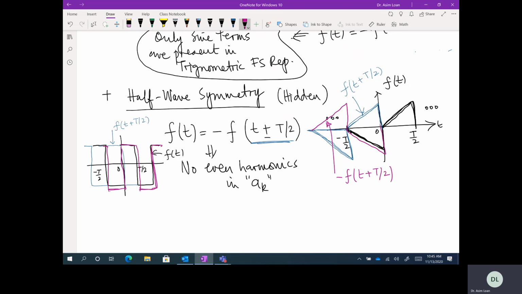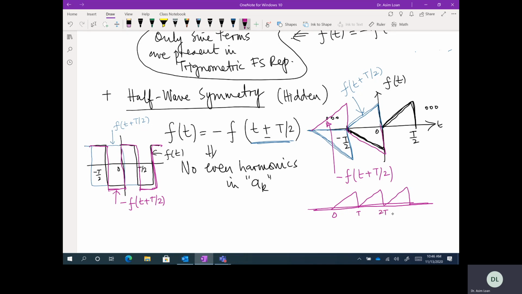Right, I'll get something like this. This pink one is actually minus f of t plus t by 2. And when I say this is hidden, hidden simply means this one. Hidden means if I have a sawtooth waveform like this one, maybe this is t, this is not t by 2.